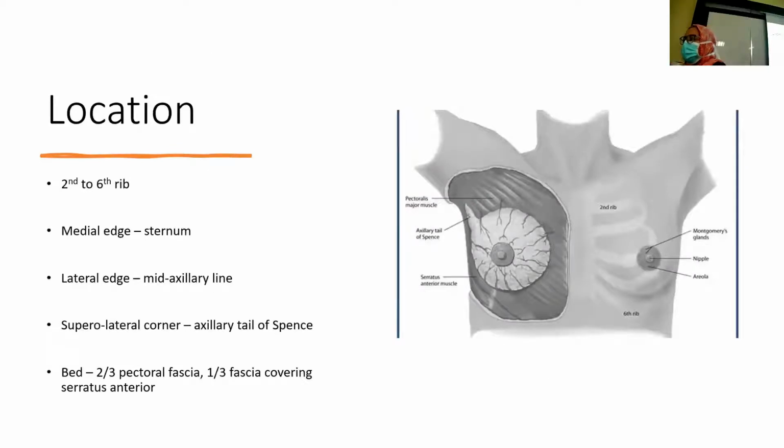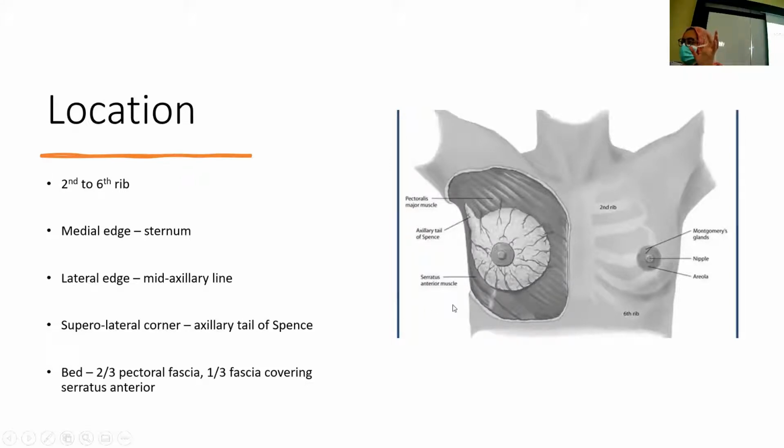So the location: when you go into surgery, initially you would mark where you would do your incision and plan your surgery. Usually I would mark the second and the 6th rib. That's going to be the superior and the inferior margin of your breast tissue. The medial edge is your sternum. The lateral edge is your mid-axillary line.